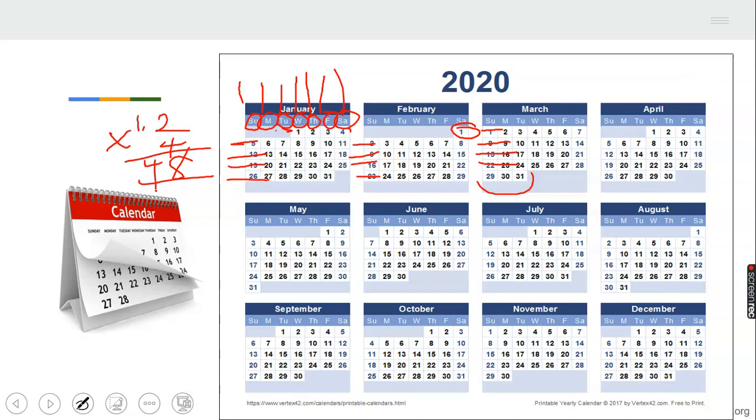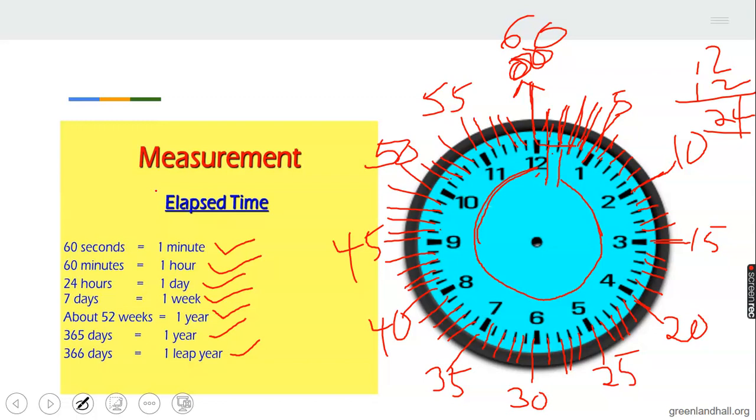We've talked about 52 weeks make 1 year. Then 365 days make 1 year. In a year, there are 365 days. But in a leap year, instead of 365, the days will be 366. Let me show you the calendar again.